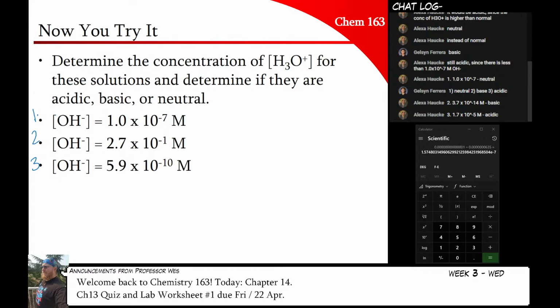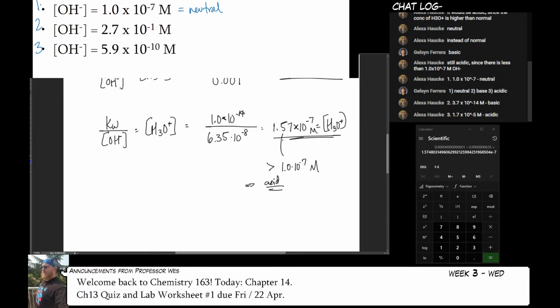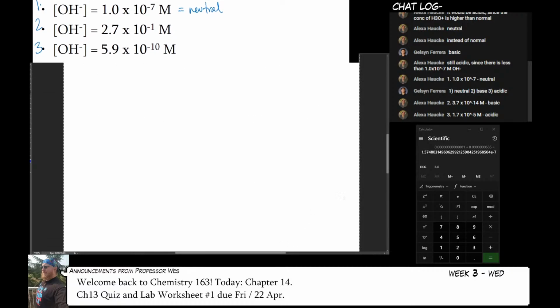All right. So this first one, I mean, neutral, right? Because if it's got 1 times 10 to the minus 7 in OH, it's also got 1 times 10 to the minus 7 in H3O+. These other ones, we have to actually calculate, so we'll go over here to do that. Let me clear all this out, because we're kind of out of space here.